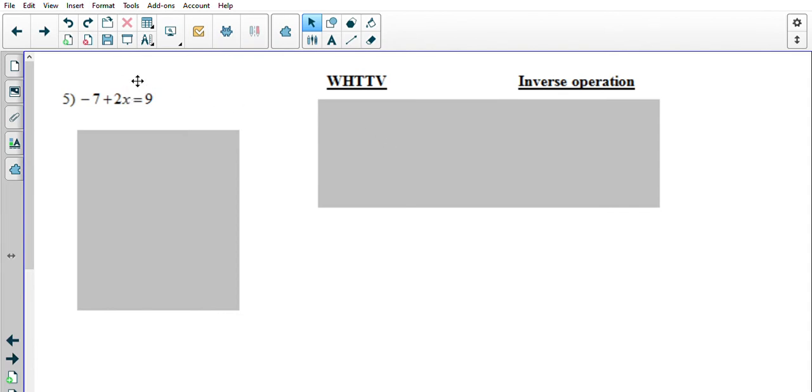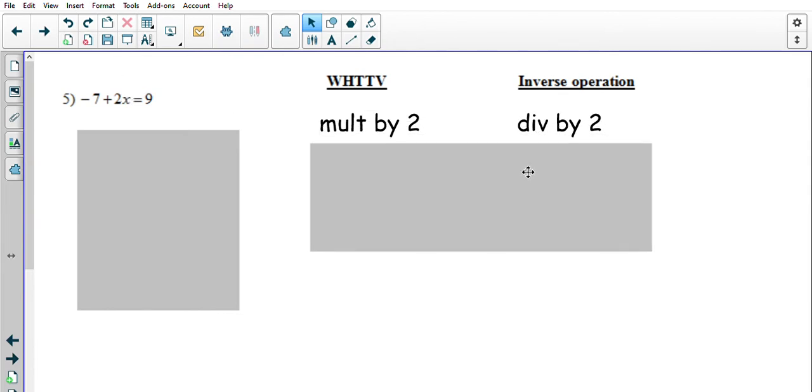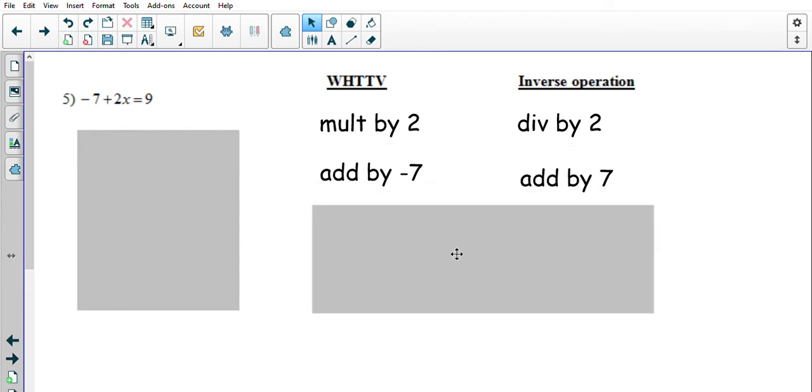The first thing we're doing to the variable x is multiplying by 2. The inverse of that is to divide by 2. After we multiply by 2, we're adding negative 7. So the inverse of that is either to subtract negative 7 or add 7.